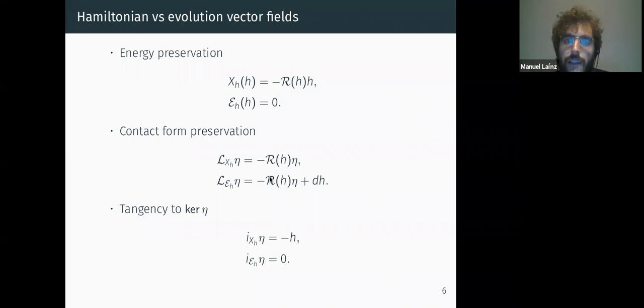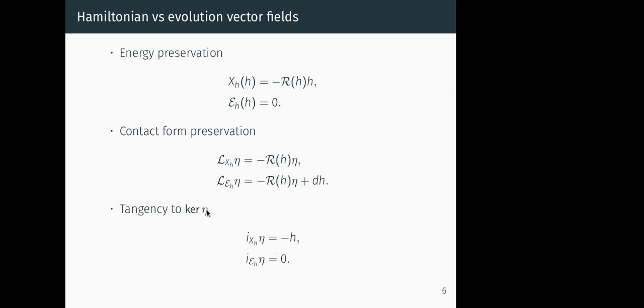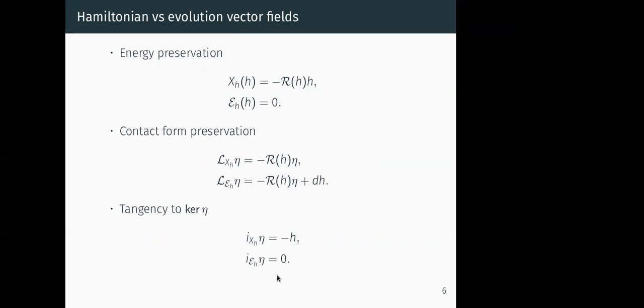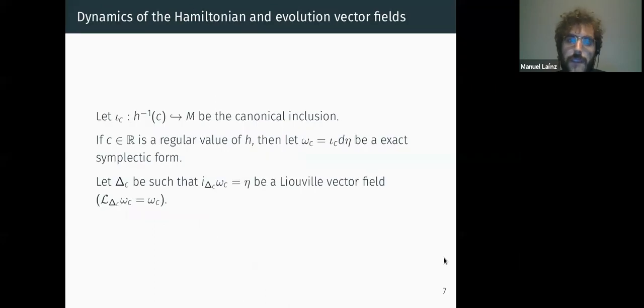But the evolution vector field does not. It has this extra dh term. And one last difference is the tangency to the kernel of the contact form. The Hamiltonian vector field is not tangent to the kernel of the contact form, but the evolution vector field is. We will see how this property will be important for the applications in thermodynamics.